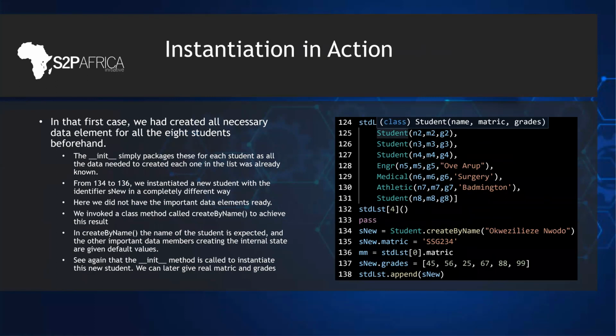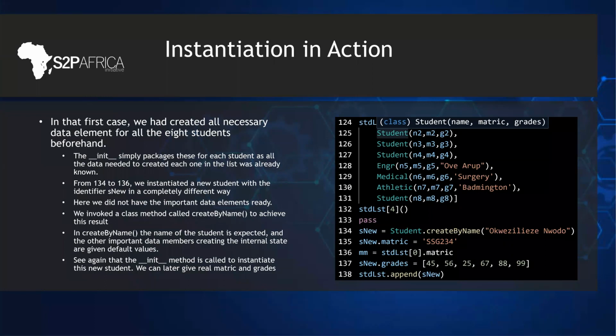In the first case, we created all the necessary data elements for all the 8 students beforehand, and the init simply packages this for each student, and all the data needed to create each one in the list was already known. From lines 134 to 136, we instantiated a new student with the identifier SNew in a completely different way. Here, we did not have the important data elements ready. We invoked a class method called createByName to achieve this result.